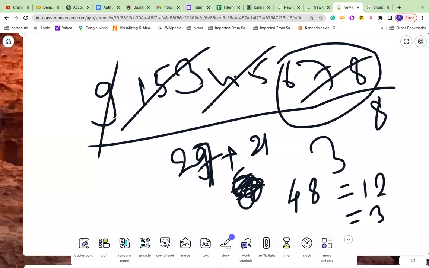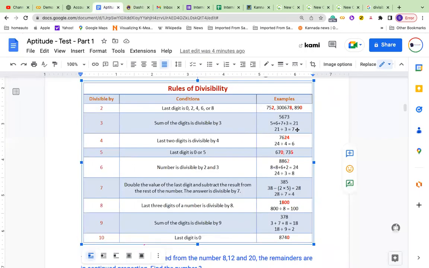Or you can do whatever is in the rule book. What is mentioned in here? You just add it, and then you can divide it. That is the rule book. So any questions here? Divisibility rule by 3.